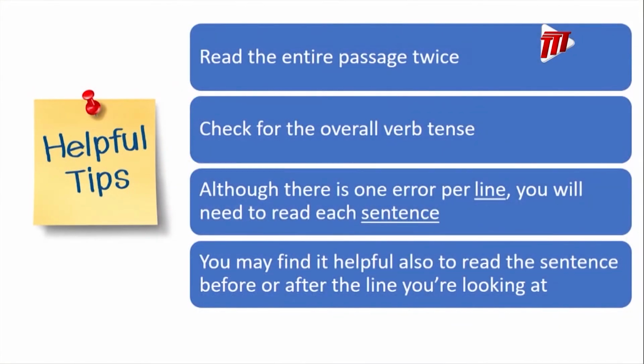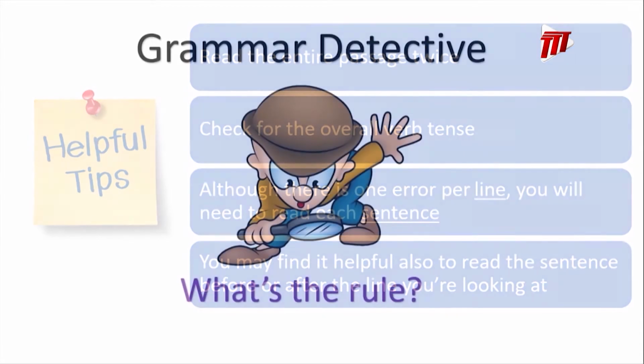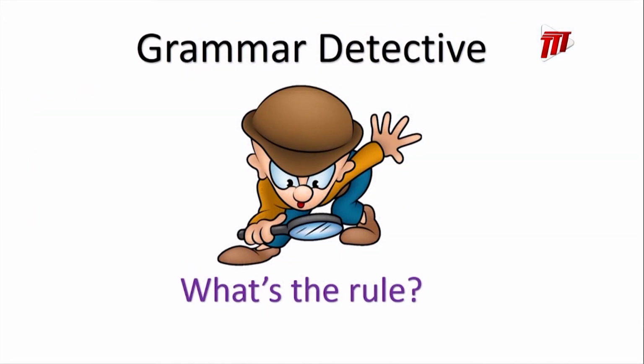Check for the overall verb tense. Check to see what the passage is about, what time it's taking place. Is it a present tense passage? Is it a past tense passage? So you will know what to look for. Although there is 1 error per line, you'll need to read each sentence. And you may find it helpful also to read the sentence before, after the line you're looking at, just like we did in the previous task. So let's go, our grammar detectives. Are you ready?